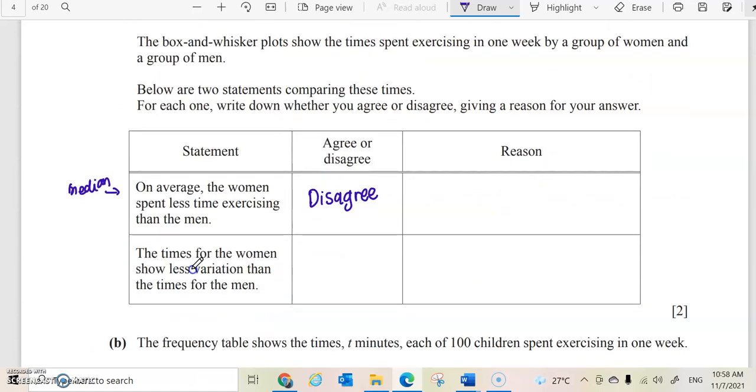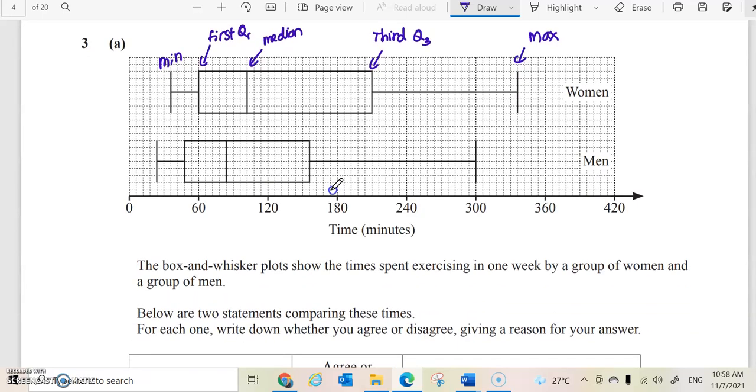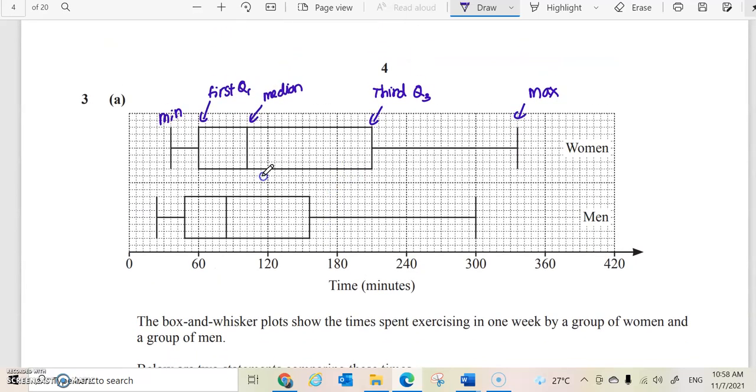Okay, untuk question seterusnya, statement seterusnya, the times for women show less variation than the times for the men. Okay, bila part variation kat sini, kita kena tengok interquartile range. Okay, interquartile range. So, kita calculate, kalau sekali kita tengok kat sini, value for interquartile range, women and men is totally different. Okay, makin luas box plots tu sebenarnya interquartile range dia makin tinggi lah.